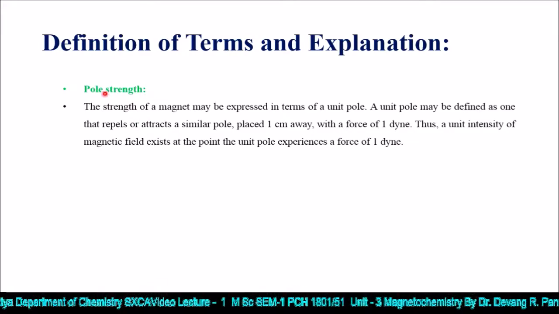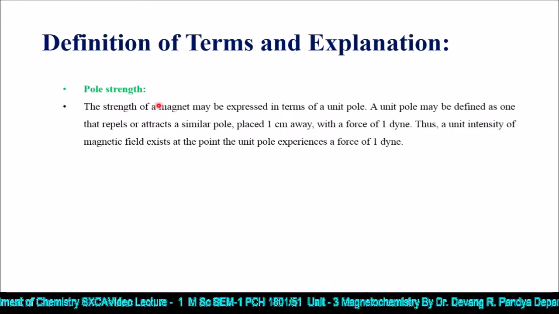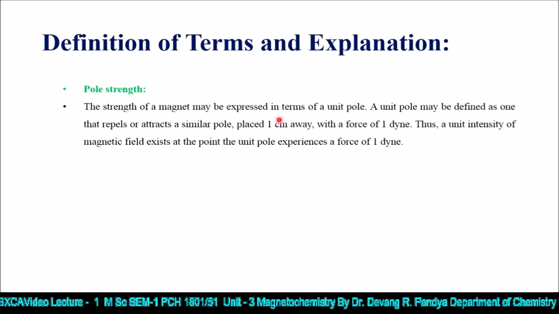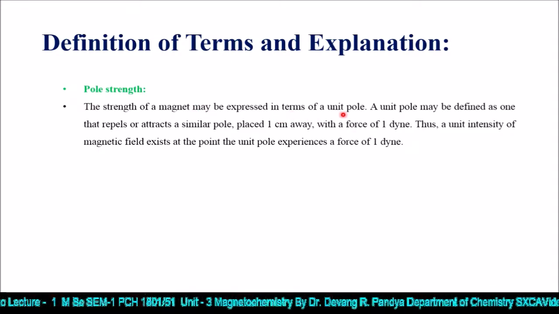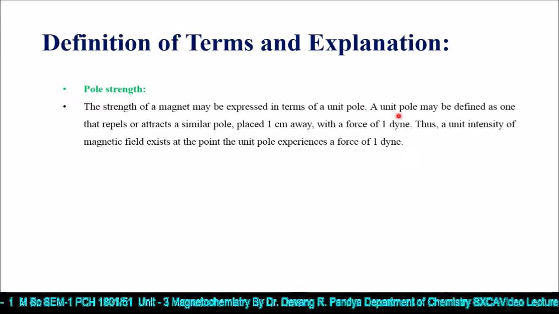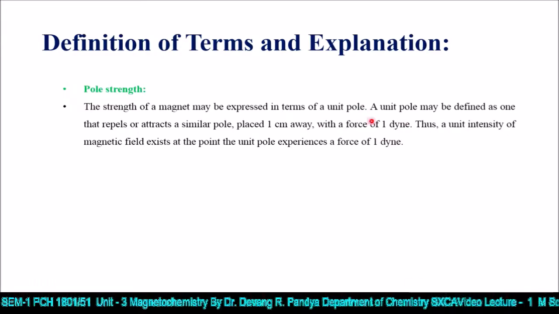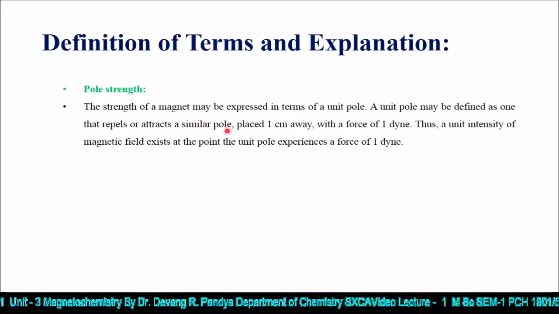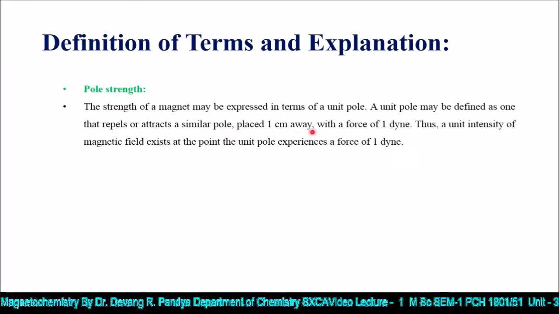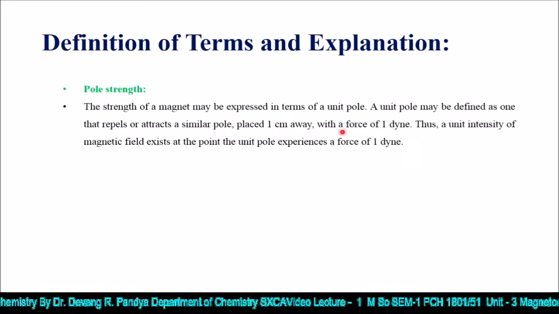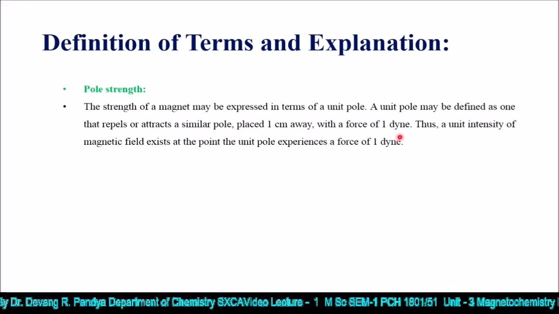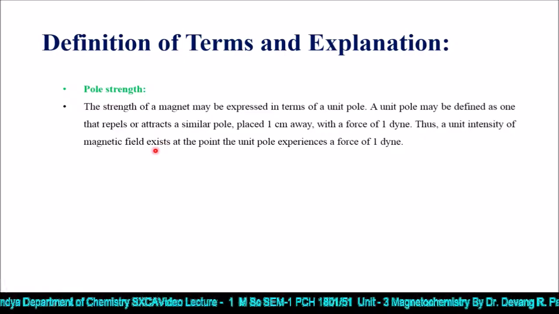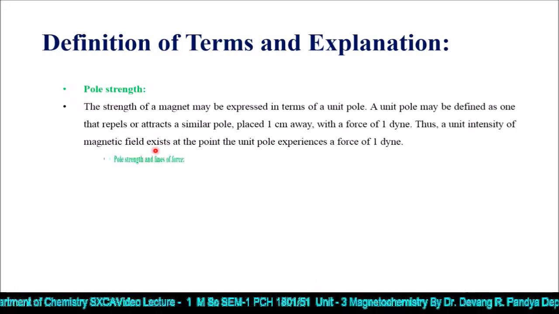So that is how we can define the pole strength, the strength of a magnet, which can be expressed in terms of a unit pole. That means when a substance attracts or repels a similar pole placed 1 centimeter away, that is the distance, with a force of 1 dyne, then that is considered the pole strength of that magnetic material.